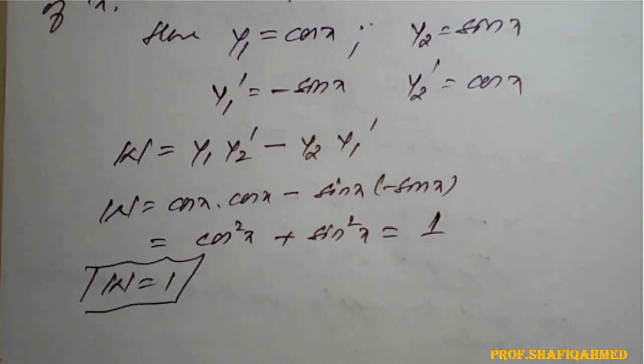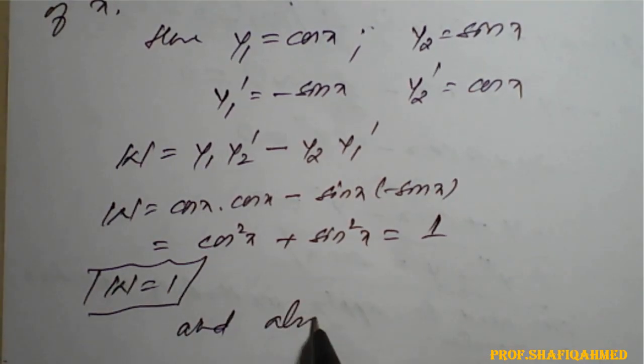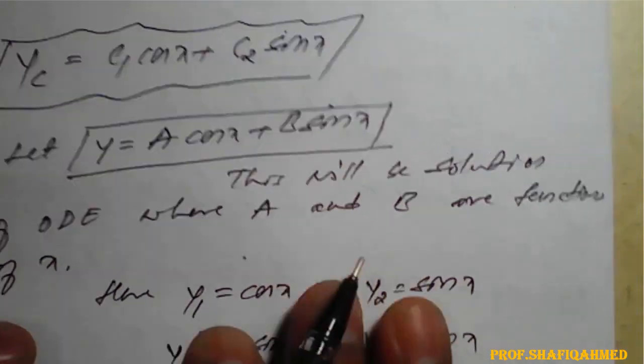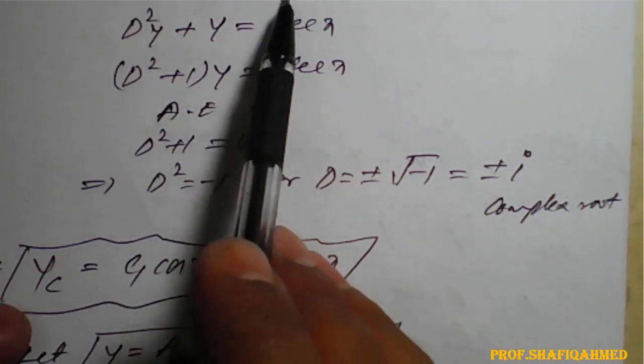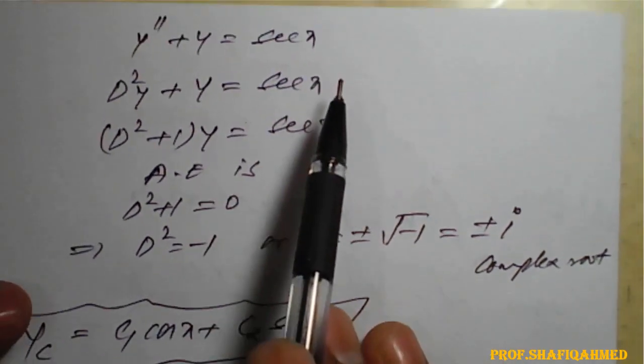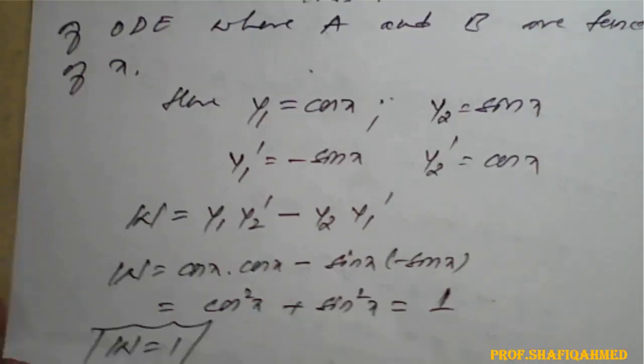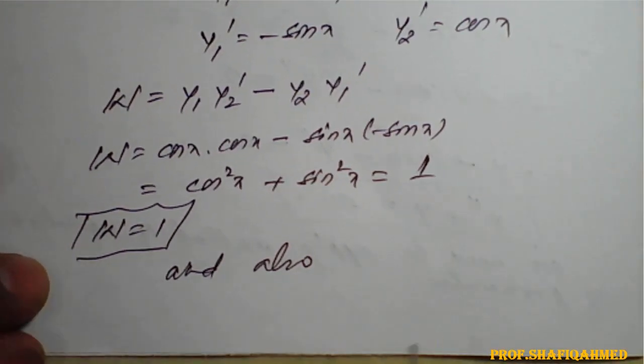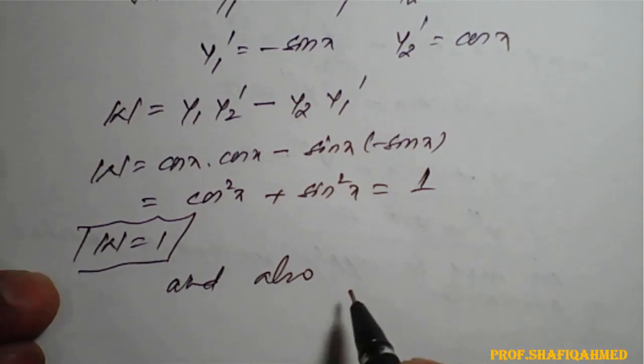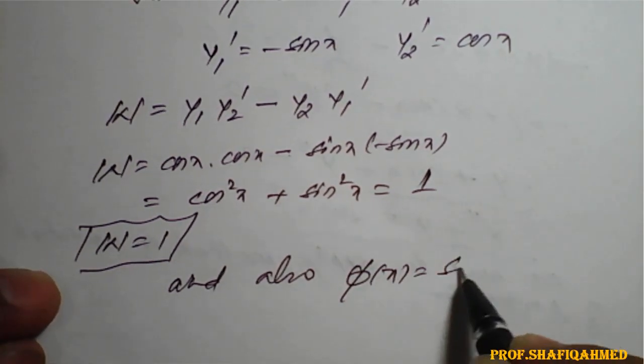So I can say that finally the w value is 1. With the help of y1, y2, y1 dash, y2 dash and w, we can find the values of capital A and capital B. What is the formula for capital A and capital B? We'll see now. Also, the right hand side here is secant x. So this secant x is nothing but phi of x, and phi of x is equal to secant x.